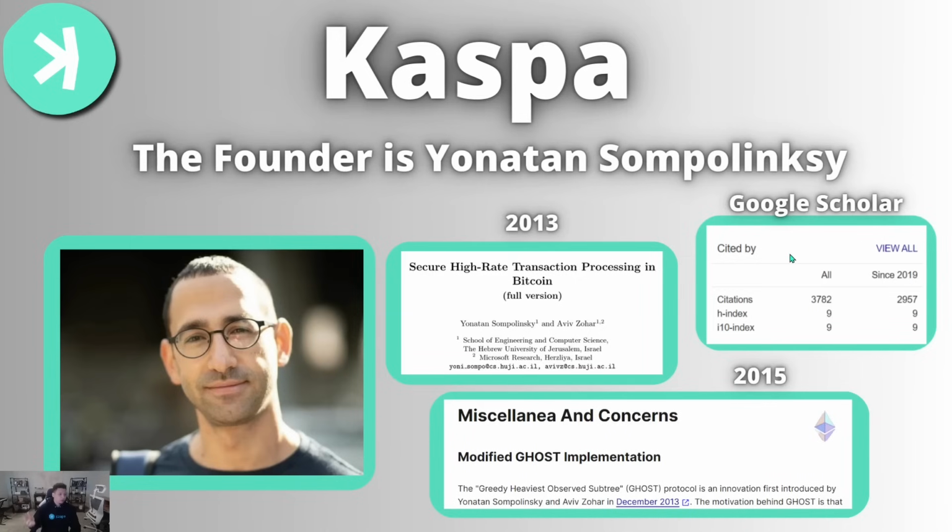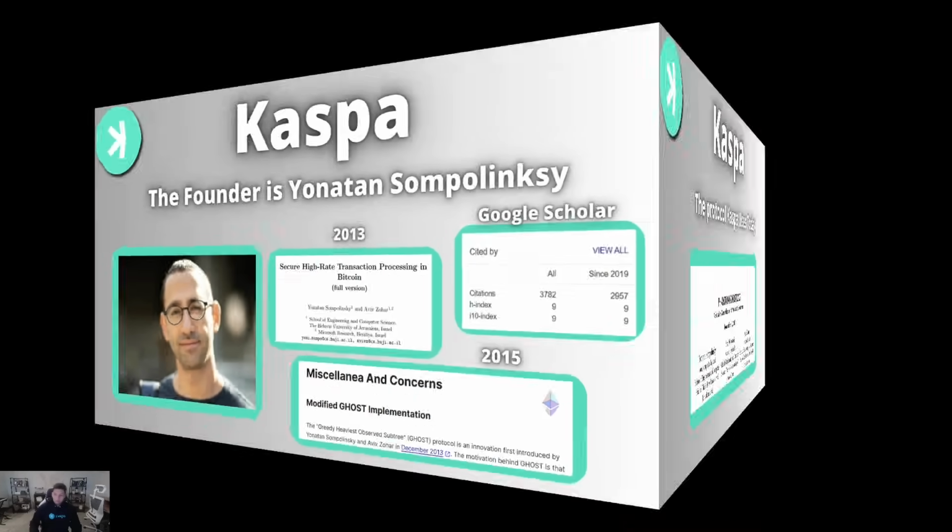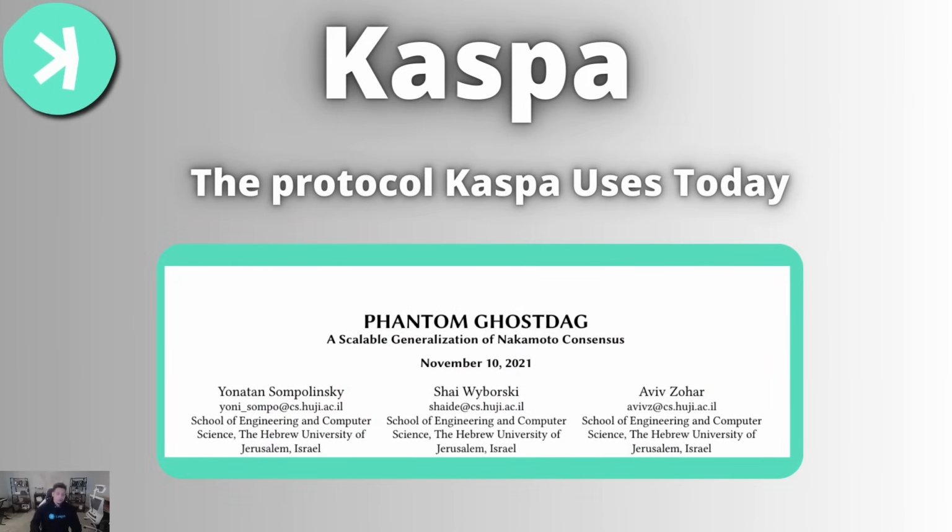And also, if you look Jonathan Samplaninski up on Google Scholar, he is cited over 3,800 times in different research papers, white papers for different coins. And I have specific videos speaking about all the times Jonathan is mentioned. He is basically the reason why a bunch of cryptocurrencies exist today, because they all happen to usually use his protocol that he developed. Well, eventually in 2021, Jonathan created another protocol that today is running Kaspa. And this protocol was called the Phantom GHOSTDAG protocol.